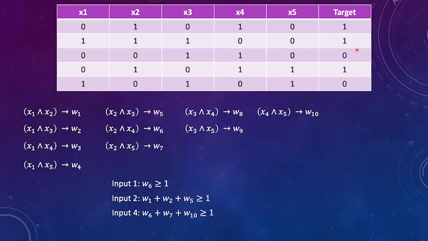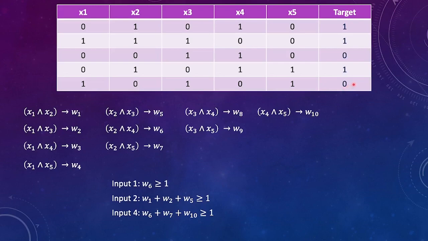Okay. So now let's talk about the 0 examples, right? So we want to avoid clauses that are satisfied by these 0 examples, right? So if we include those clauses in our formula, then these examples will be classified as positive, which we don't want, right? So for this one, we have x3 and x4, which should not be there, right? So x3 and x4 is w8. So we want to avoid w8. Right? So we want to avoid this particular clause being in our formula.